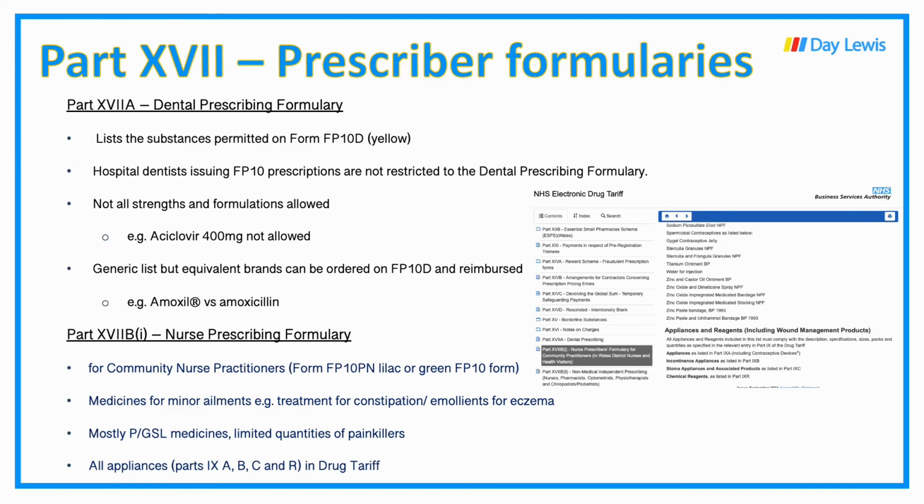You also have the nurse prescribing formulary, which has many P and GSL medicines included, with some quantities limited, especially for painkillers. Interestingly, you'll see that all appliances listed in Part 9, so usually a lot of dressings, are allowed for nurses to prescribe. They haven't listed all of these. They would expect you to check the drug tariff and make sure that the dressings are listed within there.